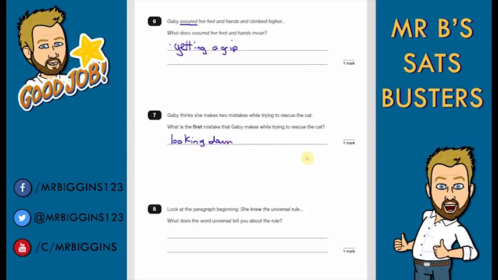Then we move on to question 8. Look at the paragraph beginning, she knew the universal rule. What does the word universal tell you about the rule? Again, it's just trying to make sure we know what the word universal means. Now, universal means something that everyone knows, okay? So what it's trying to say is we want a sentence saying something like everyone knows the rule, or maybe all people, everyone who climbs trees knows the rule. It's a rule that's well known. Everyone knows the rule is what it's trying to tell us.